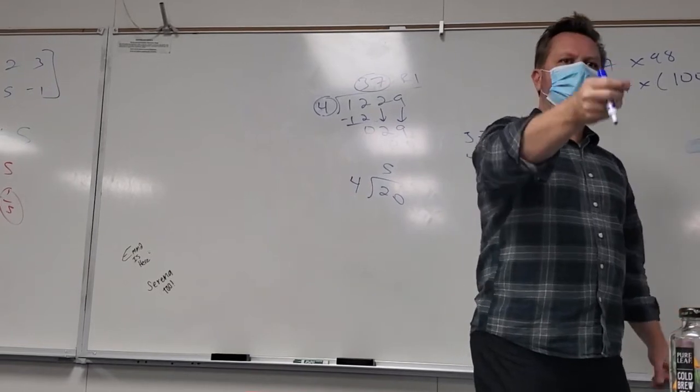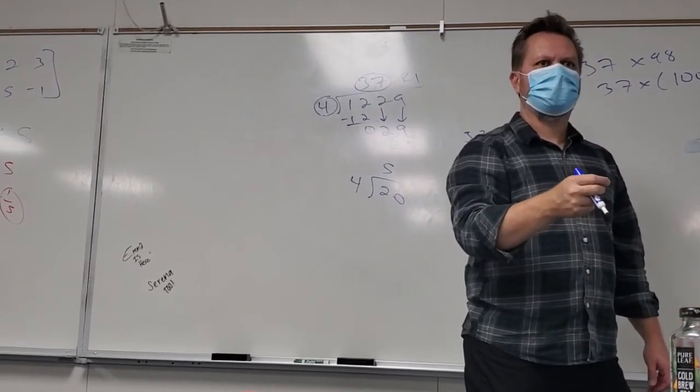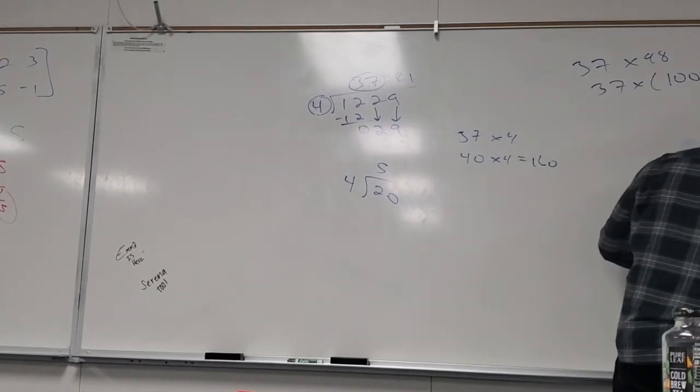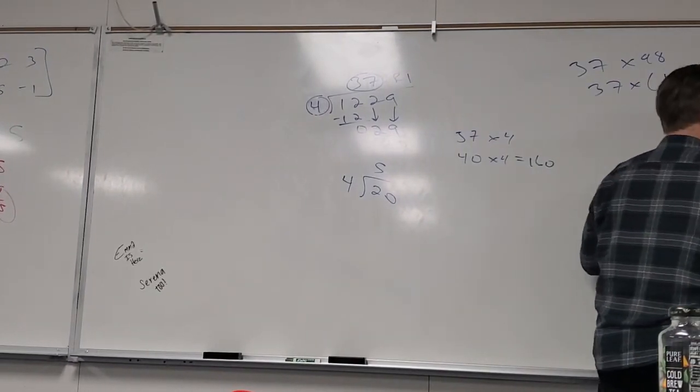4 goes into 9 how many times? 4 goes into 9 two times. Two times. With what left over? 1.